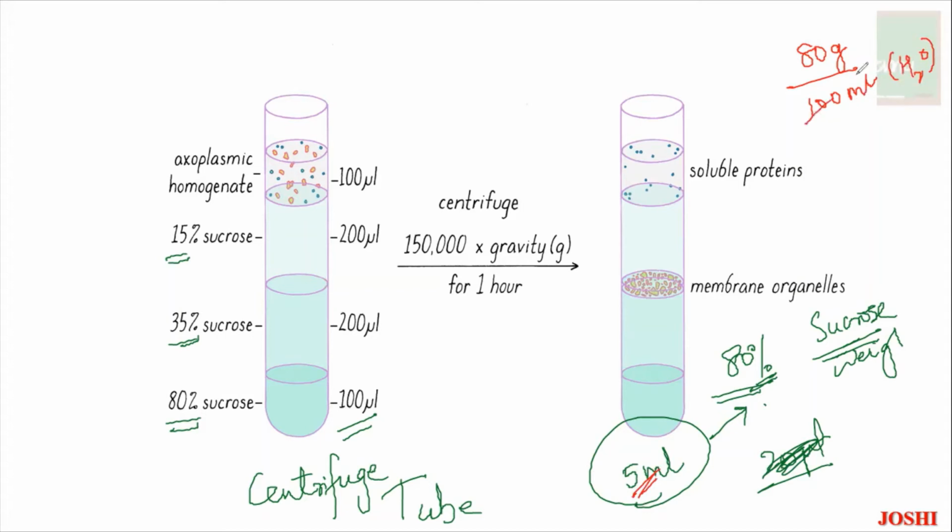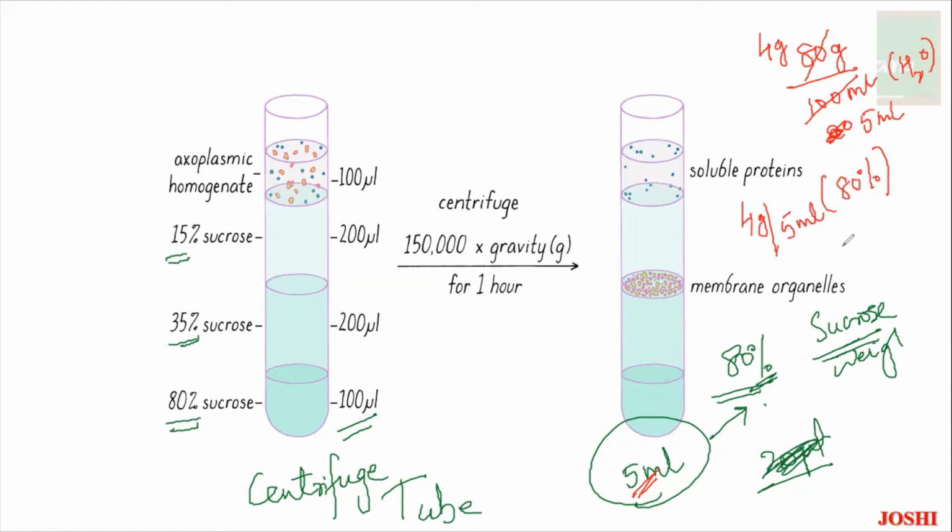So simple calculation. To get 5 ml here, what you can do is divide by 20. So 5 ml will come here. If you divide 80 by 20, how much are you getting? 4 gram. Am I correct? Yes, ma'am. Okay. So 80 gram in 100 ml is nothing but your 4 gram in 5 ml. That is your 80% sucrose solution.